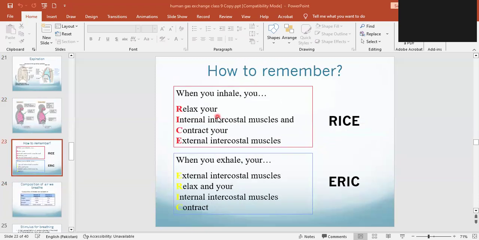And how can you remember it? There is a mnemonic known as RICE. R for relax, I for internal intercostal muscles, C for contract, and E for external intercostal muscles. And for the exhale, you can remember it as ERIC.